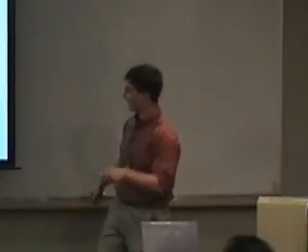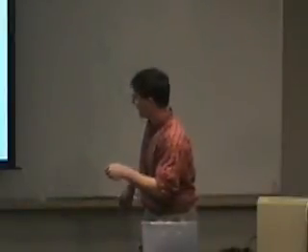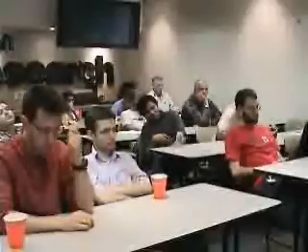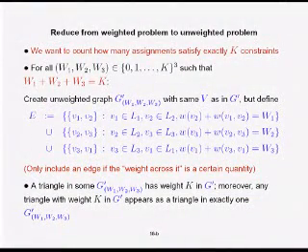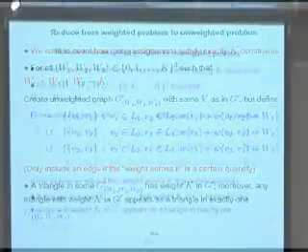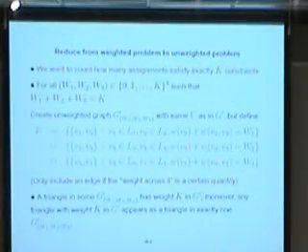So we only include edges where the weight across it is a certain quantity, and here we still have the sum that we want. The sum of these will be the weight of a triangle. So a triangle in some such G prime has weight k in G prime, and moreover, any triangle with weight k in G prime appears as a triangle exactly once, because there's exactly one such weighting for them.